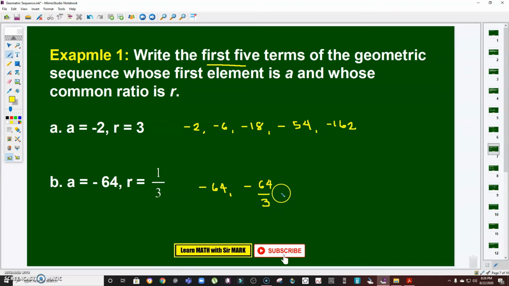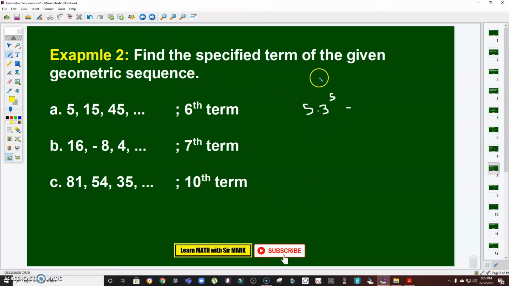See that? Next, multiplying this second term by 1/3 again, nothing will change in our numerator, still negative 64. The denominator, 3 times 3, will be 9. Clear? There you go. So the fourth term, multiply this by 1/3 again, that will be negative 64 over 27. And lastly, negative 64 over 27 times 3, that will be 81. There you go. So these are the first 5 terms of the geometric sequence with first element A and common ratio R.